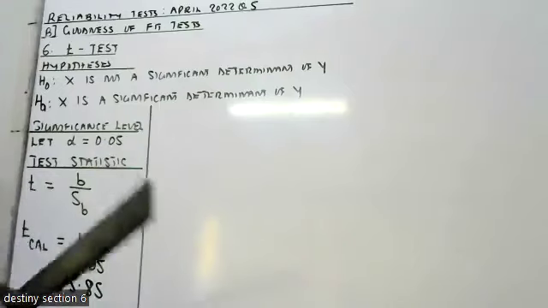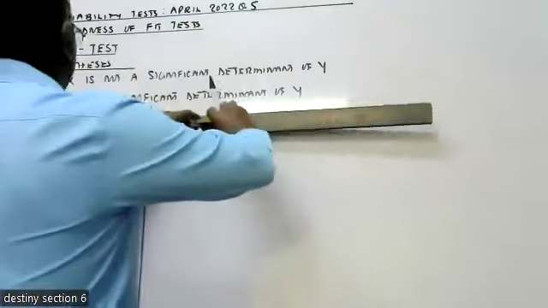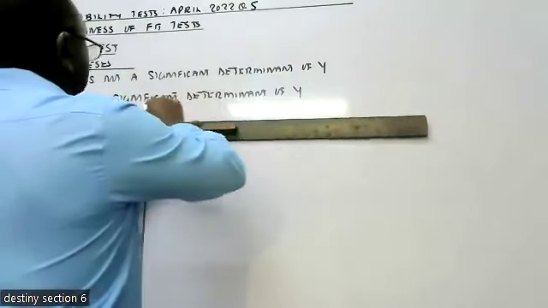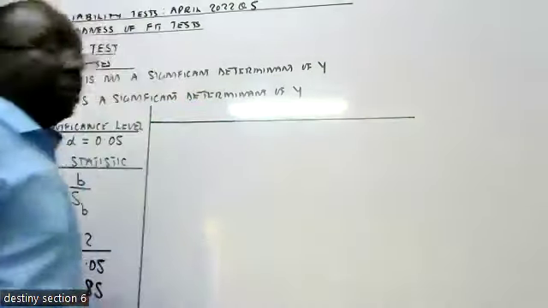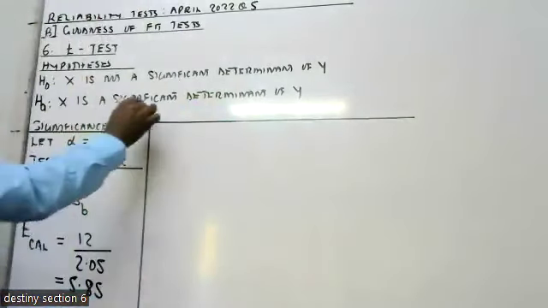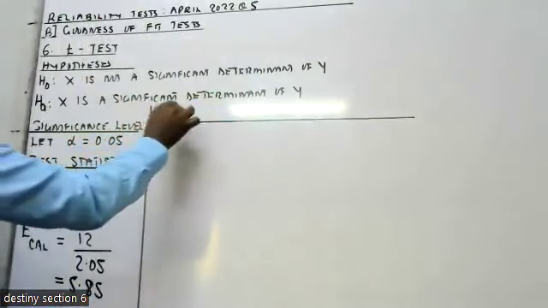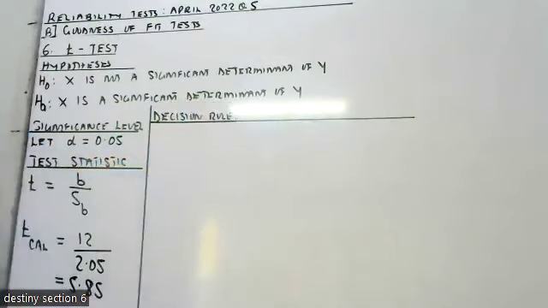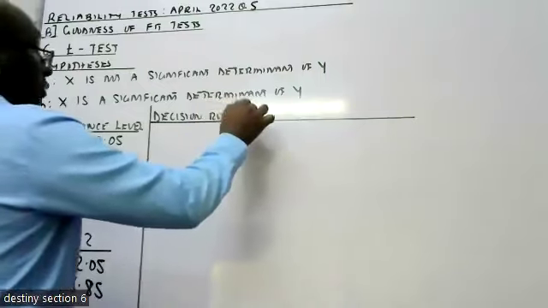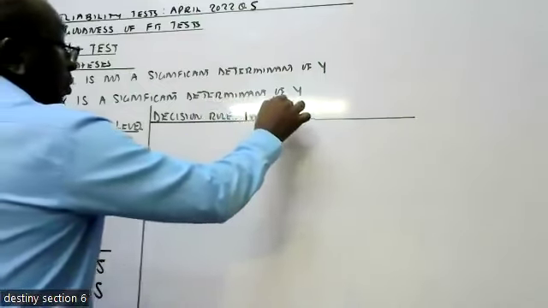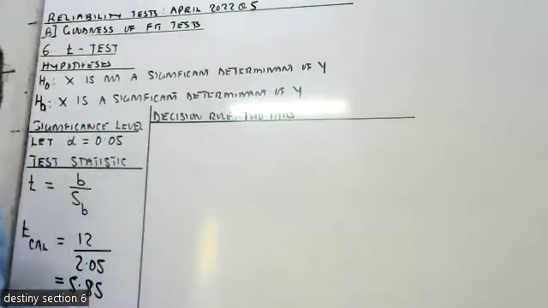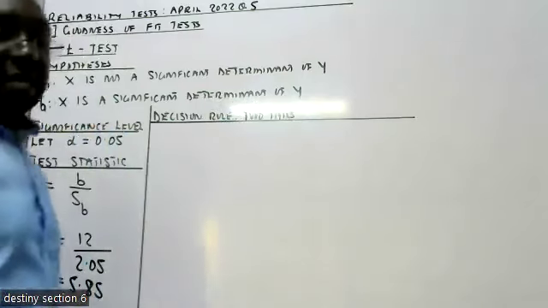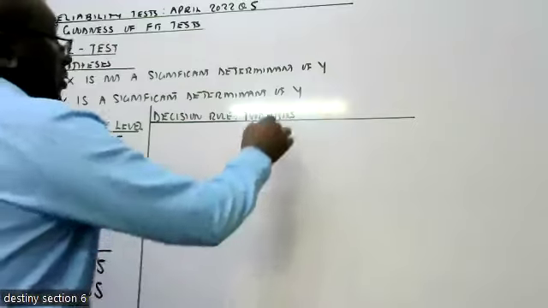So after the test statistic, we now come and do what we call the decision rule. And if you followed our discussion on hypothesis, this one will be two tails. It will be two tails.